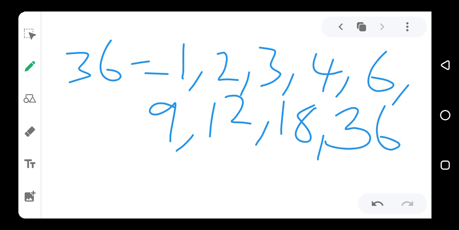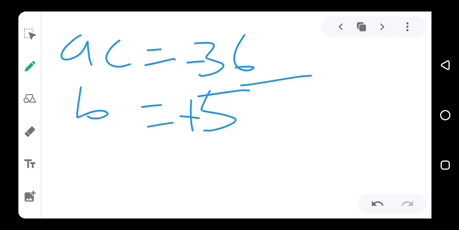So among these factors, which two can we pick that when we multiply them give us minus 36, and when we add them give us plus 5? Because we have minus 36, one of the factors must be negative, because negative times positive gives negative.